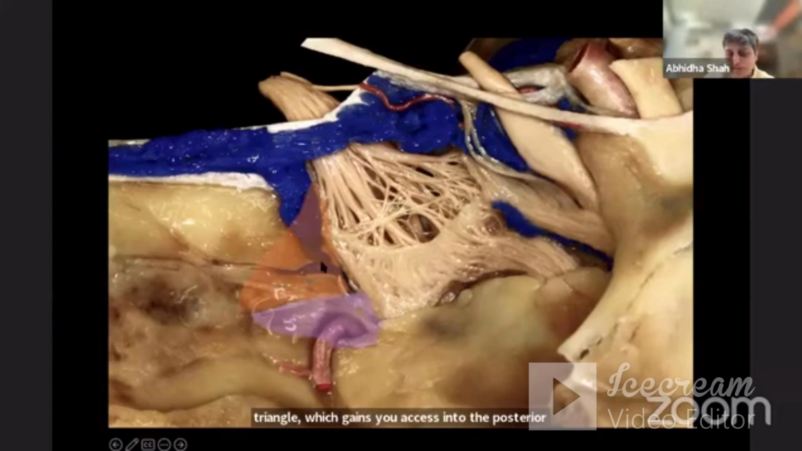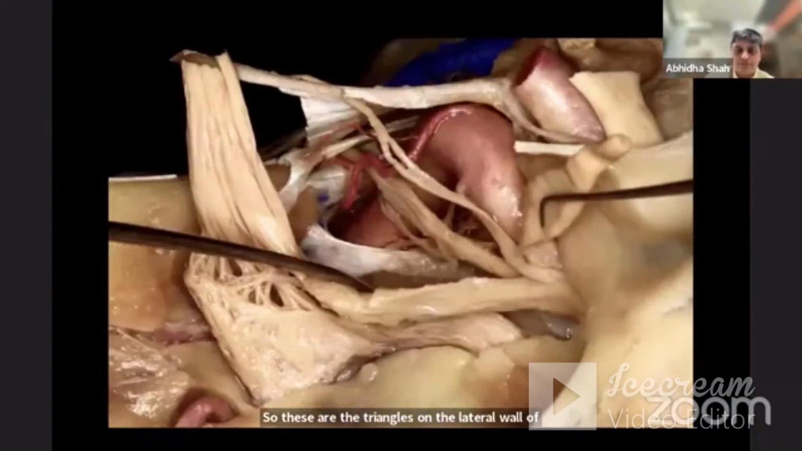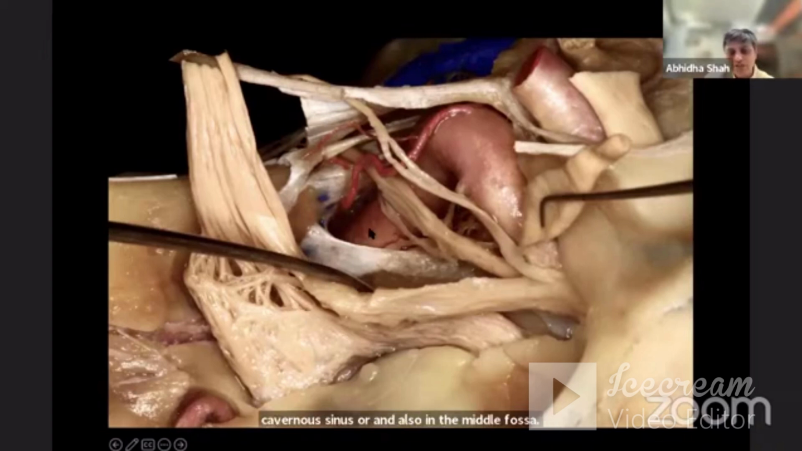So these are the triangles on the lateral wall of the cavernous sinus and also in the middle fossa. Now we have depressed the fifth cranial nerve, and you start seeing this carotid artery. So you see, this was the dural fold that I was talking about, and that is the fixed segment of the carotid artery. And then this is the mobile segment.